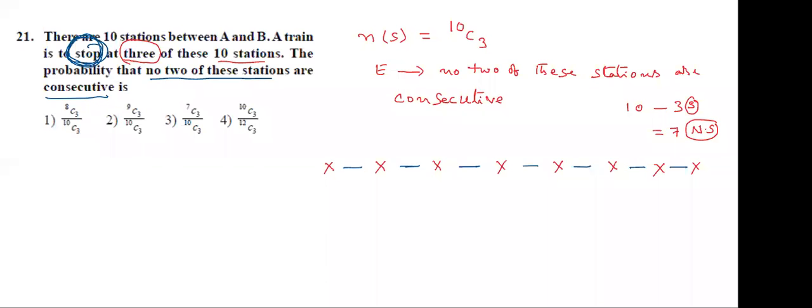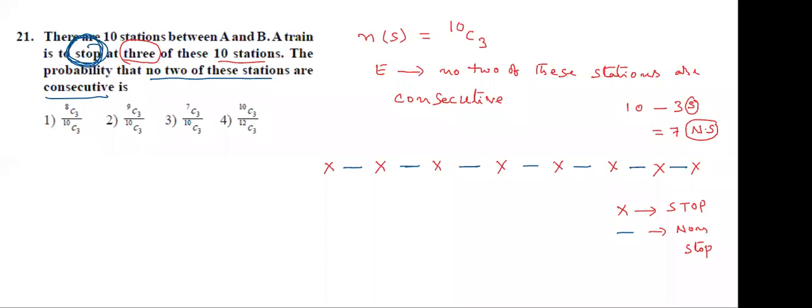In this case, the red color cross symbols are stopping stations. Observe here, there are no 3 consecutive stopping stations. Yes or no? In between, one non-stopping station is there. So the cross mark is a stopping station. Green color is non-stop.